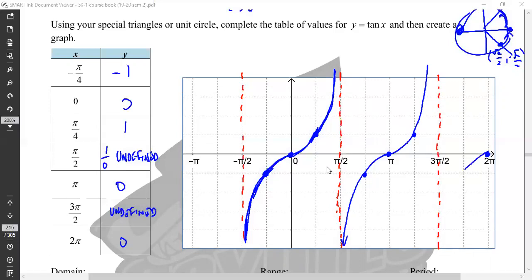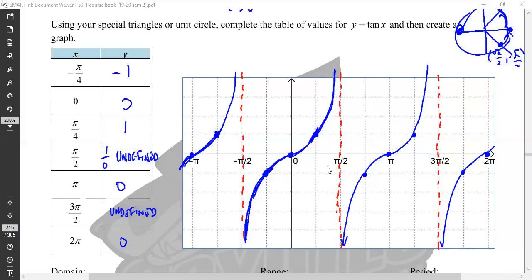So it ends up being this kind of process. Is it a periodic function, just like sine and cosine? Yes, it is, but it looks very different.